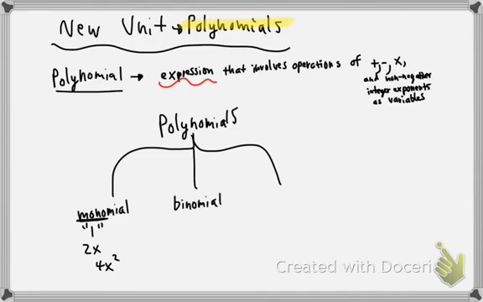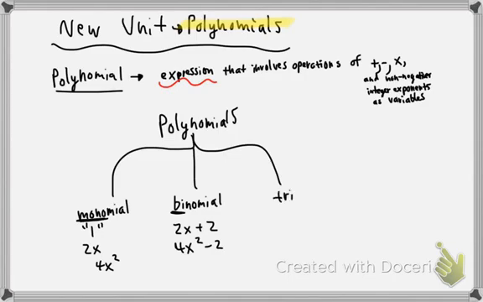Binomial is the next one. That prefix bi, just like a bicycle. Here's my little bicycle drawing here. Oh boy. Been a while since I was in art class. A binomial means 2 terms separated by adding, subtracting, okay? These are examples of binomials.